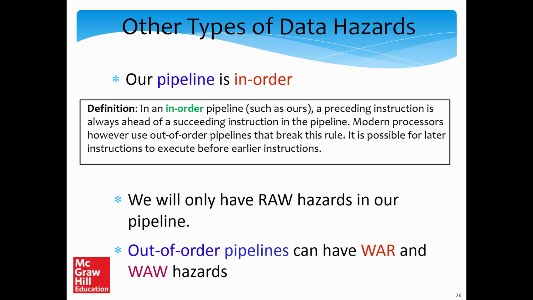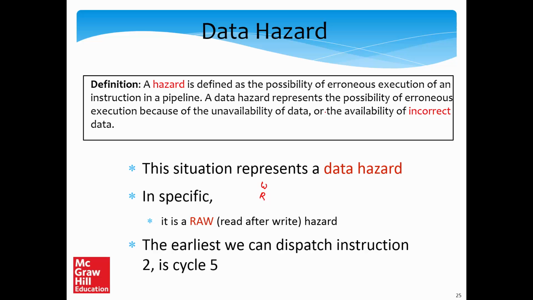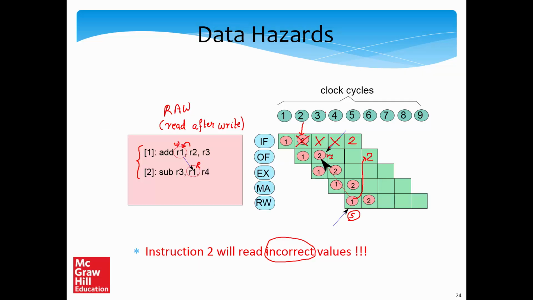So there are other types of data hazards. But these data hazards will actually not show up in our simple pipeline. Our pipeline is an in-order pipeline, so I'll discuss what that is. In an in-order pipeline such as ours, a preceding instruction is always ahead of a succeeding instruction in the pipeline. Let me explain what that means.